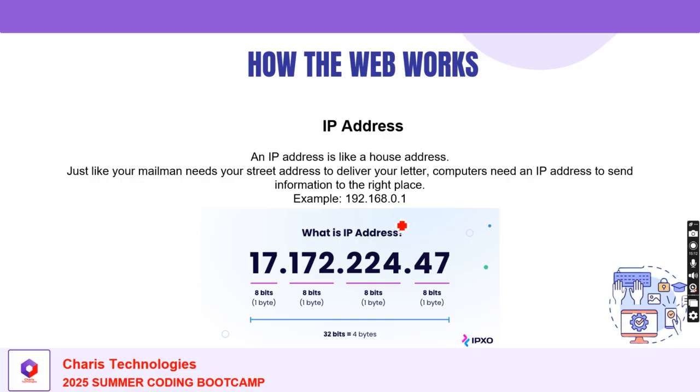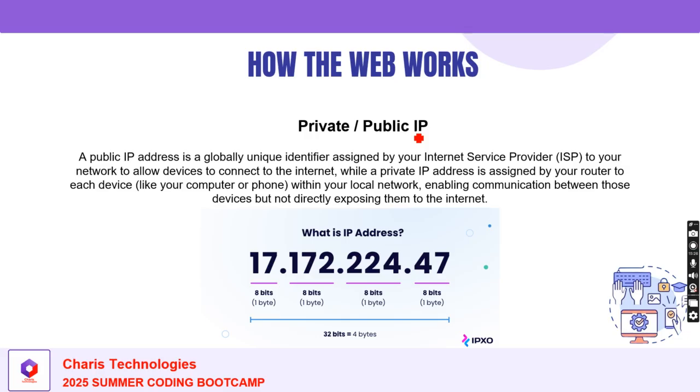Now the IP address is like a house address. That's what is used to locate each house, right? So it is used to locate devices and websites on the internet. Now we have private and public IP addresses. A public IP address is a globally unique identifier assigned by your internet service provider (ISP) to your network to allow devices to connect to the internet.